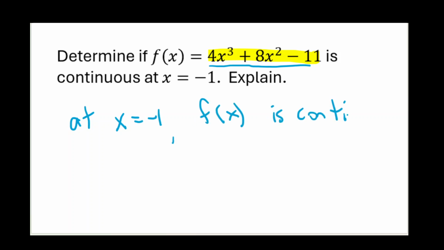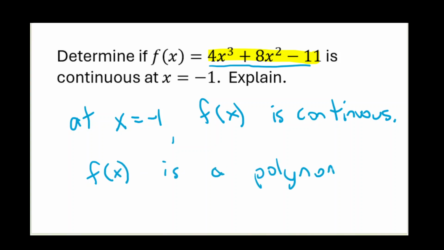And explain. All I need you to say here is that f of x is a polynomial function because we've studied them and we know that polynomial functions are continuous on the entire number line. So we don't have to get into further details. It's a polynomial function. So any x value you give me, we would have continuity at that point.